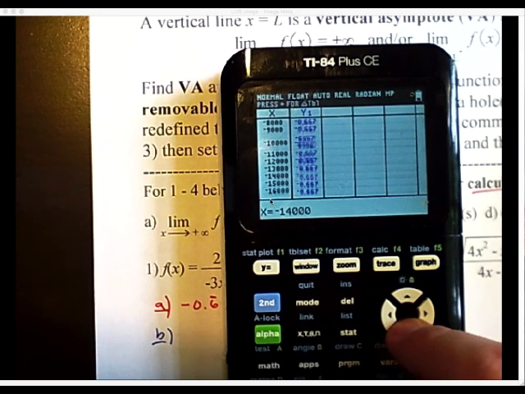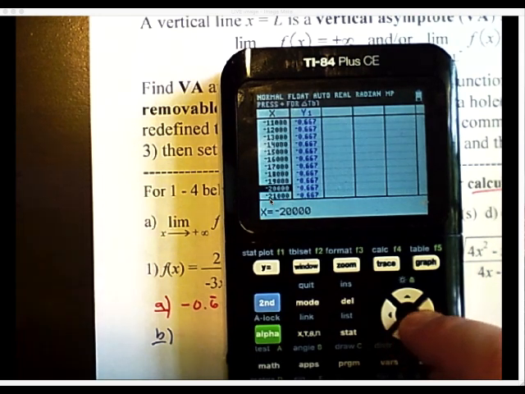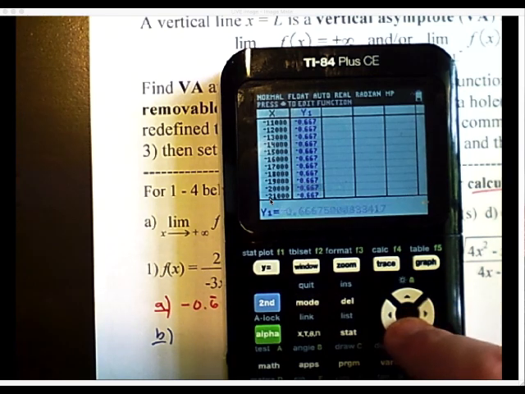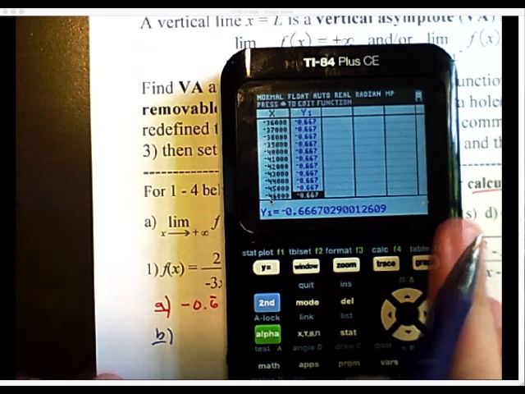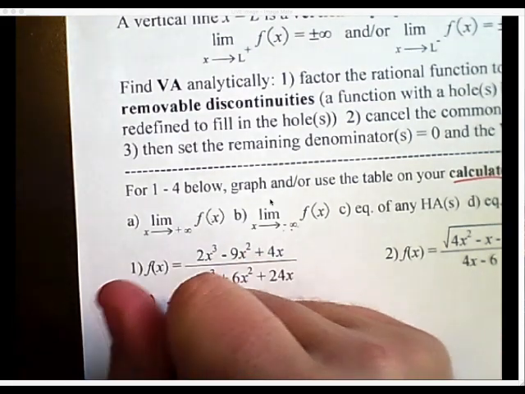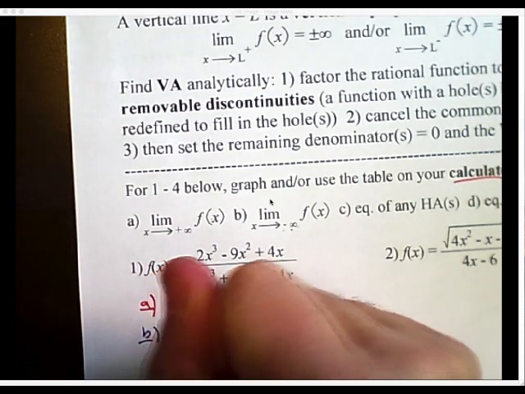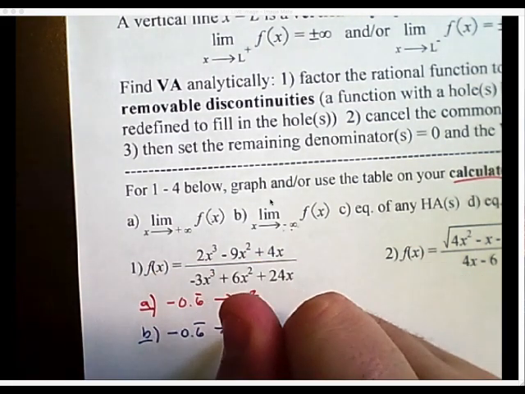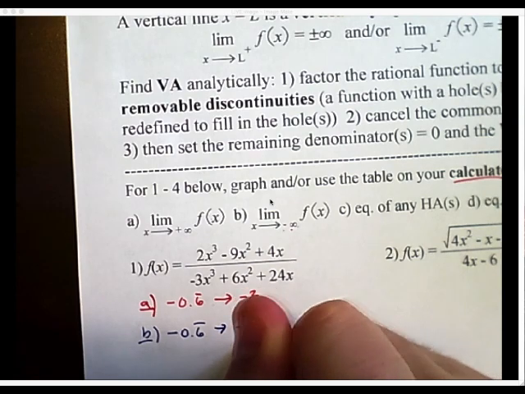The more you go down, it looks like these y values that it's approaching are all the same thing, negative 0.6 repeating. It gets closer and closer and closer to that. So that's the same number, negative 0.6 repeating, which is, again, negative 2/3.